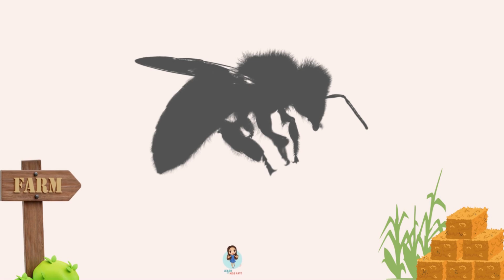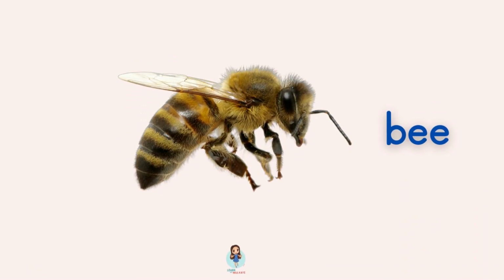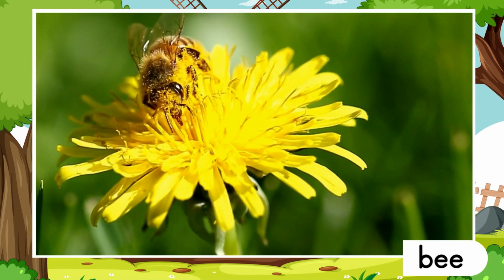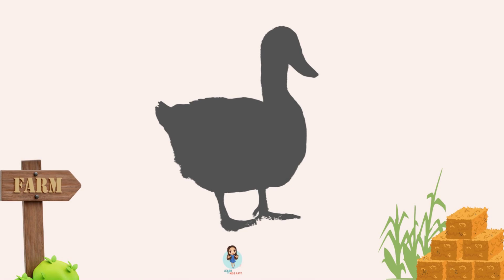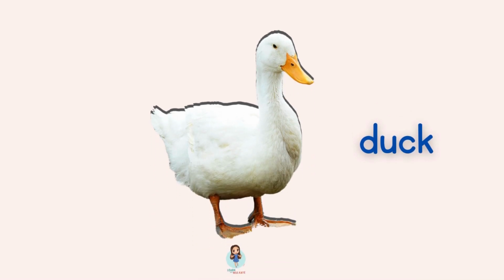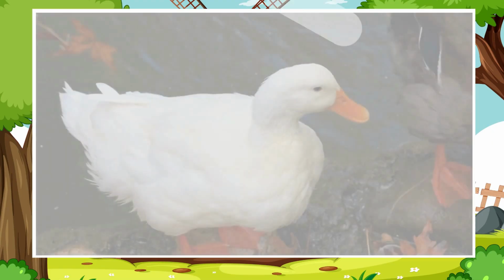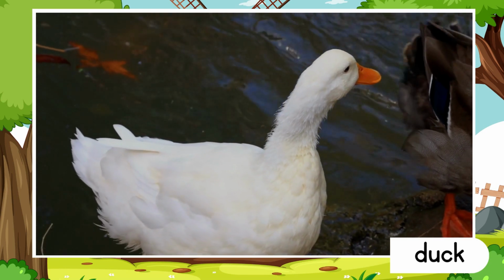What animal is this? Bee. Bee. This is a bee. Bee. Guess this animal. Duck. Duck. This is a duck. Duck.